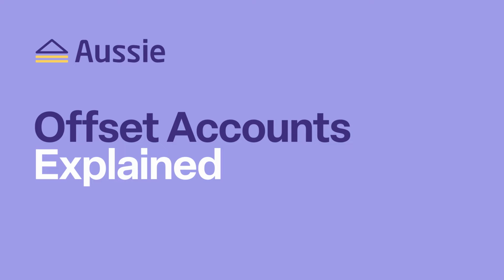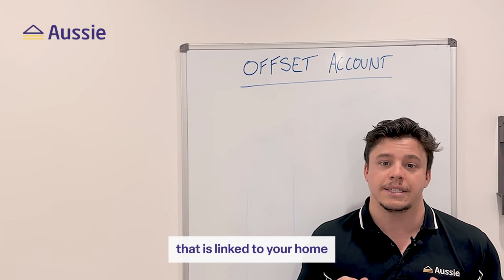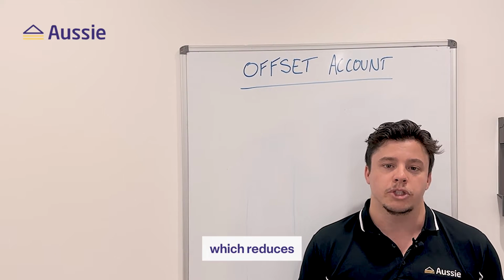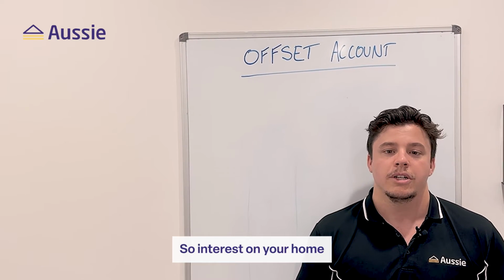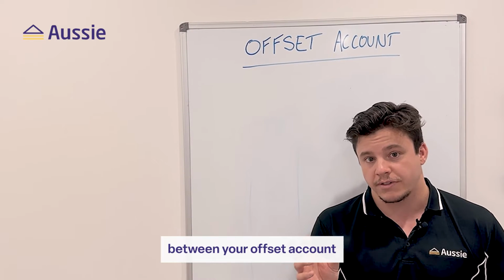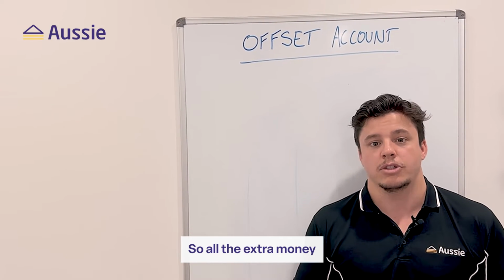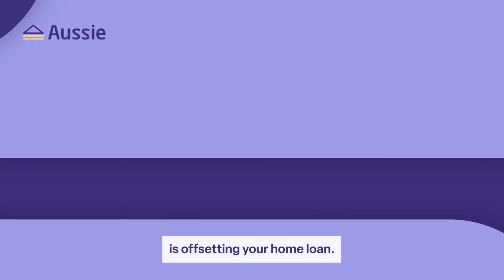What is an offset account? An offset account is essentially an everyday transaction account that is linked to your home loan, which reduces the amount of interest you pay on that home loan. Interest on your home loan is only charged on the difference between your offset account and your home loan account. So all the extra money that you have in your offset is offsetting your home loan.